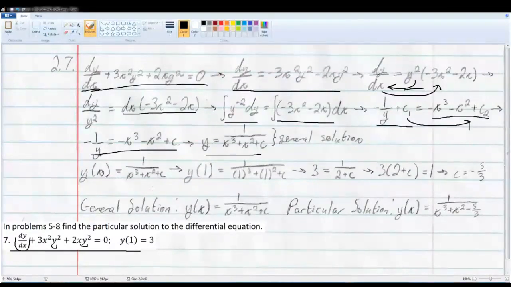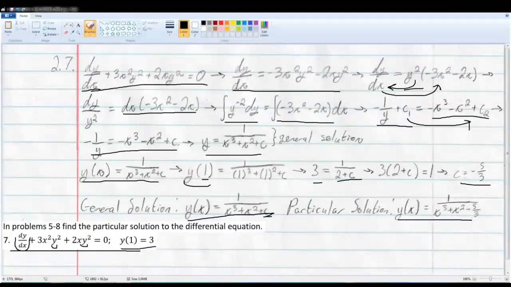So in order to find the particular solution, I took the function and I plugged in 1. And I did that on both sides, obviously. And since we know from the question y(1) equals 3, this just becomes 3. And on the other side, it becomes 1 over 2 plus c. Of course, at that point, c is pretty easy to solve for, and that's negative 5 over 3. So the general solution still has the constant term in it, and the particular solution is the one that gives us y of 1 equals 3.